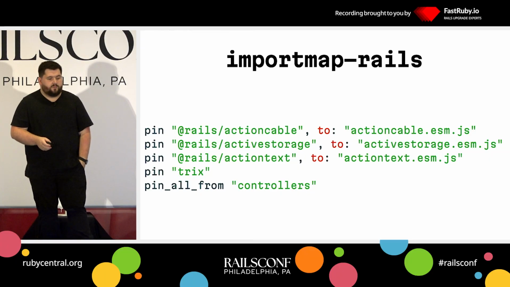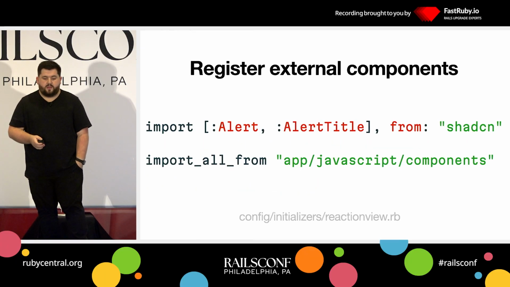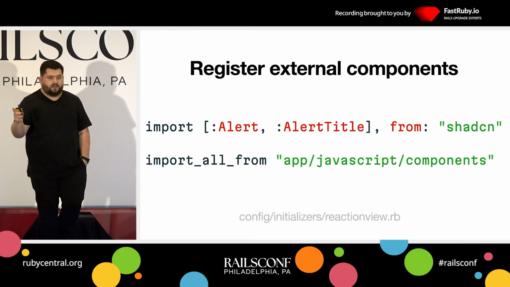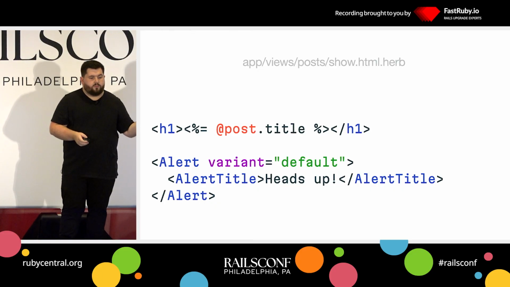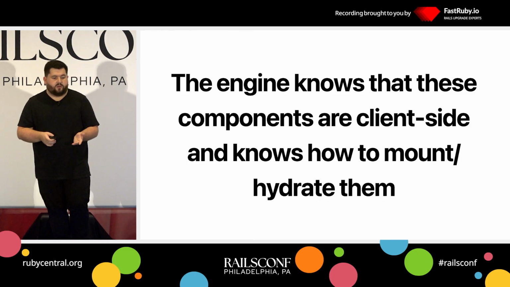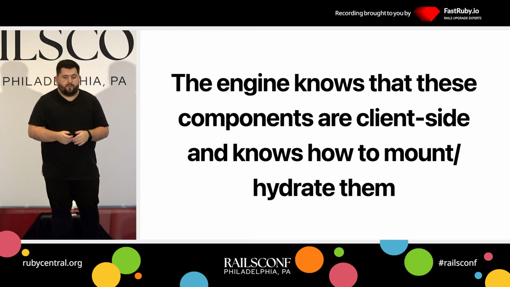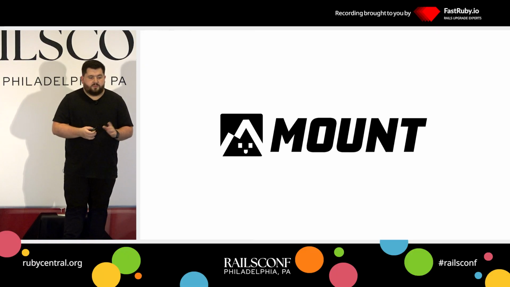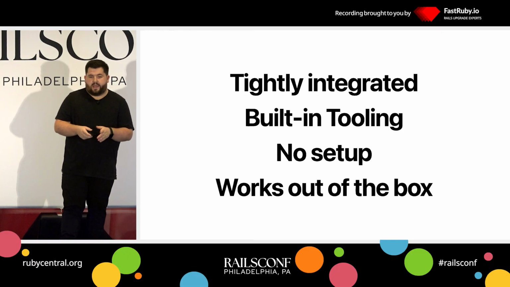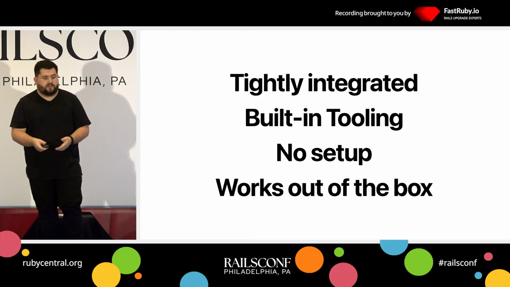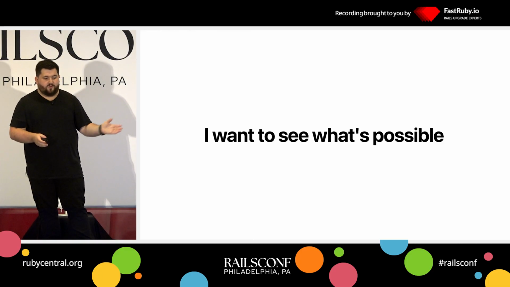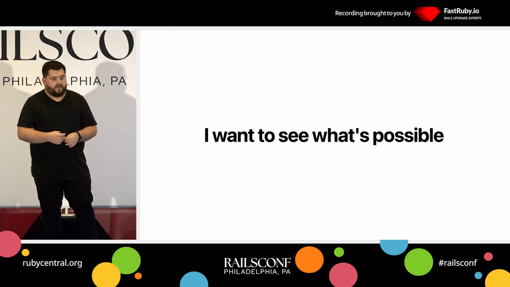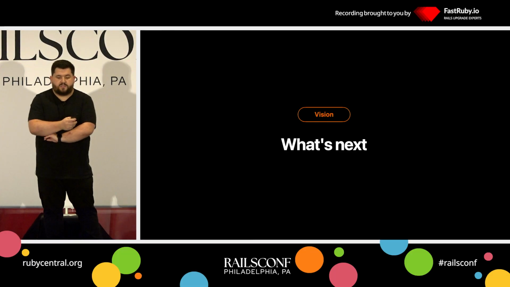But what I'm thinking of is more like import maps Rails, where you say I want to import these components from shadcn or something else, or from our local app, and then you're able to use those in your ERB view, and the engine knows how to deal with those, how to hydrate those, and how to make them render on the client. This is similar to TurboMount, but with the difference that it's tightly integrated right into the engine. It has tooling built in. There's no setup, and it works out of the box. Again, this is only to show what could be possible, but I think it's still fun to explore.